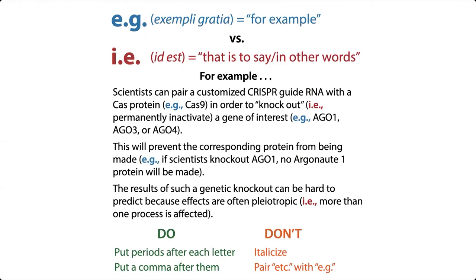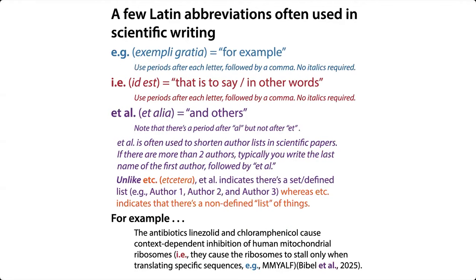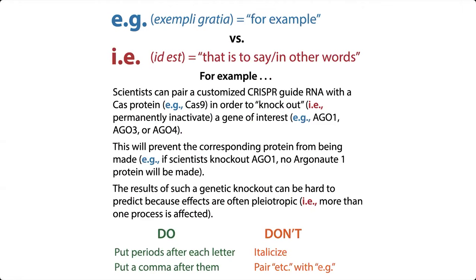So there you go. E.g., for example; i.e., that is to say, or in other words; et al., and others. Hope this helps you understand these Latin phrases that come up a lot in science and some other places and helps you know when to use them.